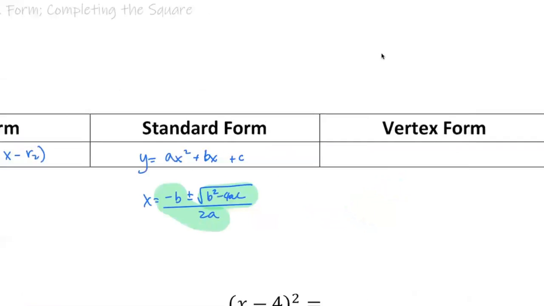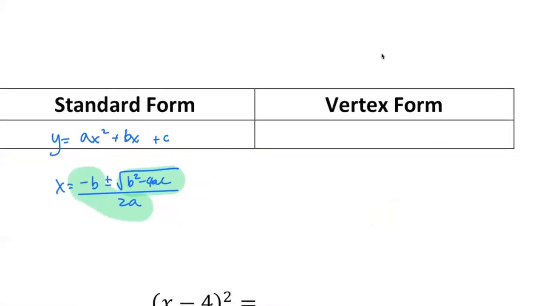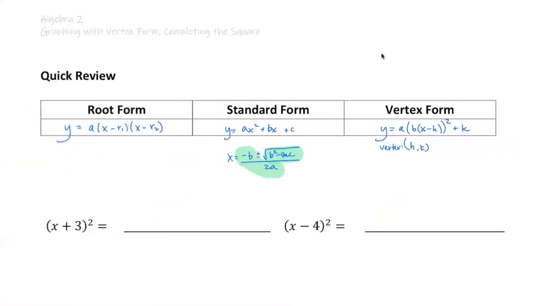And then the vertex form is going to be y equals a times (x minus h) squared plus k. Sorry, my bad. So we have h and k, and that's the coordinates of the vertex. That's very useful. Okay, so far so good.